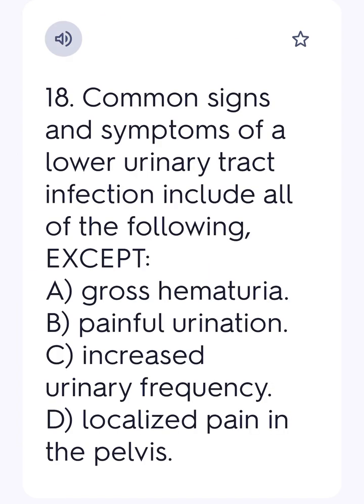18. Common signs and symptoms of a lower urinary tract infection include all of the following except, A gross hematuria. B. Painful urination. C. Increased urinary frequency. D. Localized pain in the pelvis. Ans. A.